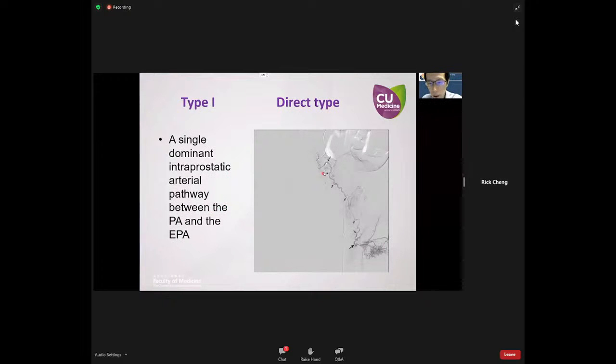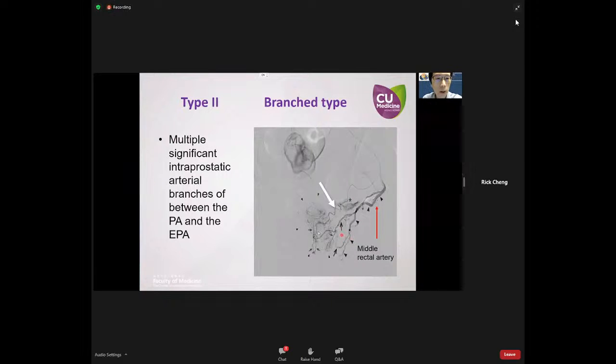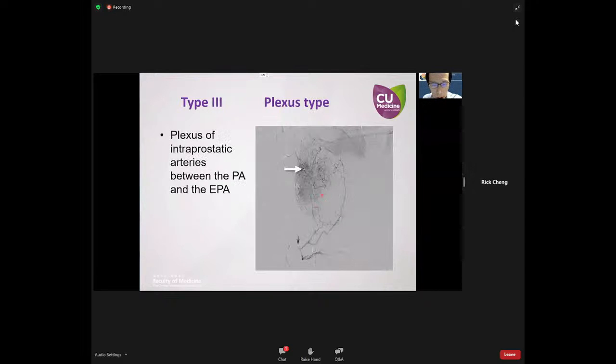So for type 1, in which there's a dominant artery connecting the prostate to the non-target site, this can be accessed with a guide wire and catheter and then do coil embolization. For the branch type like this, and also the plexus type, we know we cannot catheterize through the prostate, but for these cases, they are known to be very responsive to verapamil. So these are good cases where verapamil can help a lot.